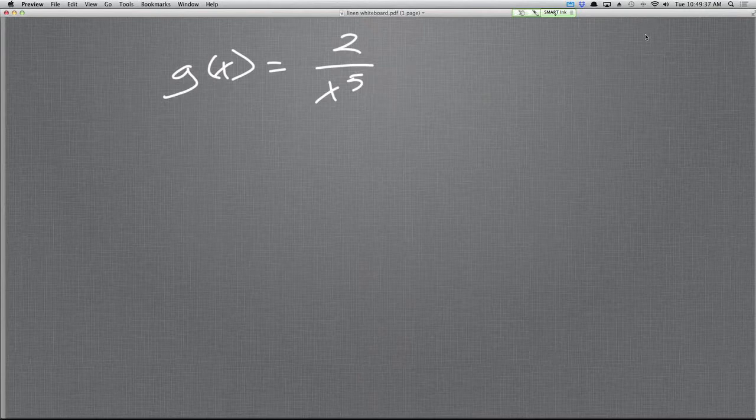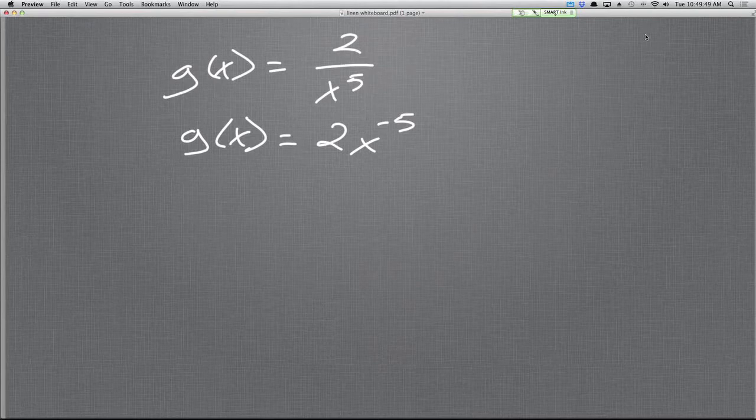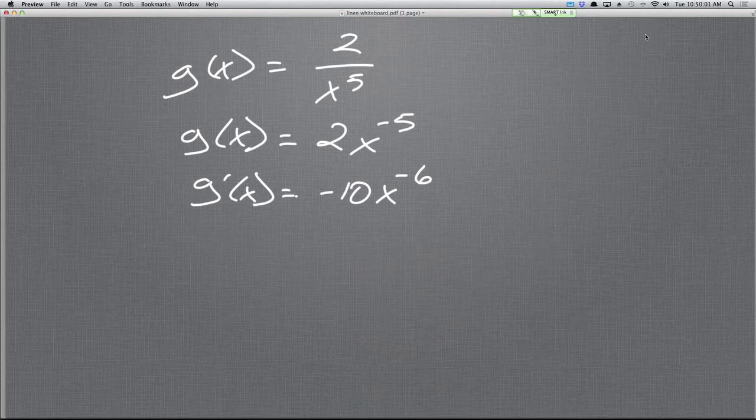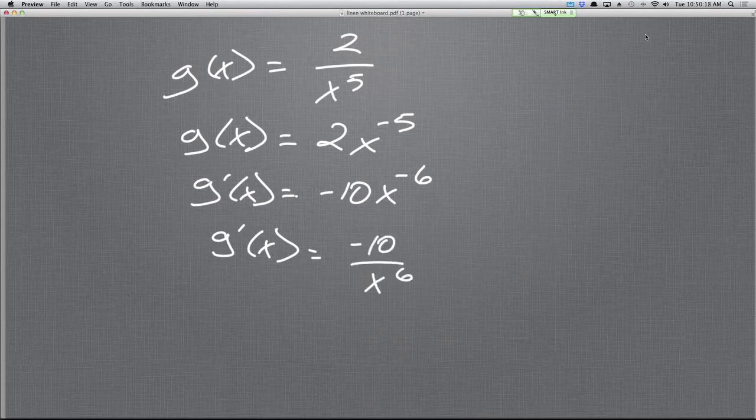Now let's talk about how I want you to do it. The first thing I want you to do is move that variable from the bottom to the top. And how do we move a variable from the bottom to the top? Make it a negative exponent. So move it up first, then take the derivative. So now I take the derivative, that's going to give me negative 10 x to the negative 6. You've got to be careful with negative exponents because most of you gave me 4. But it is 6 because it's negative 5 minus 1, which gives me the negative 6. And then we want to move that exponent back down, which gives me negative 10 over x to the 6th.